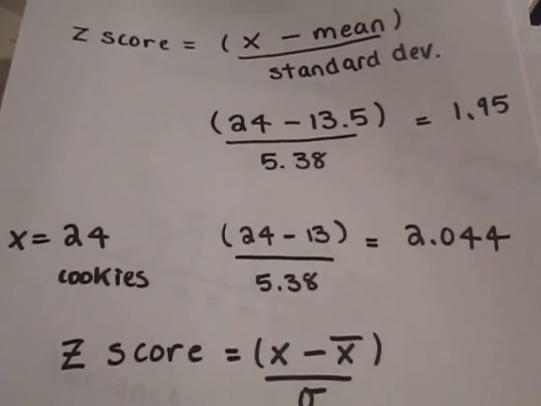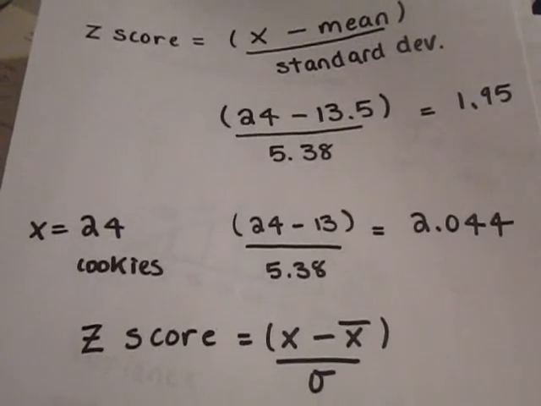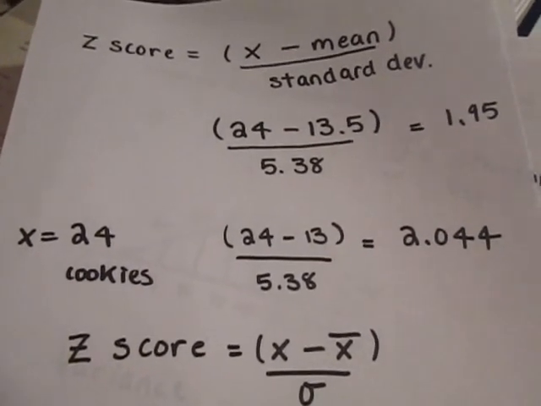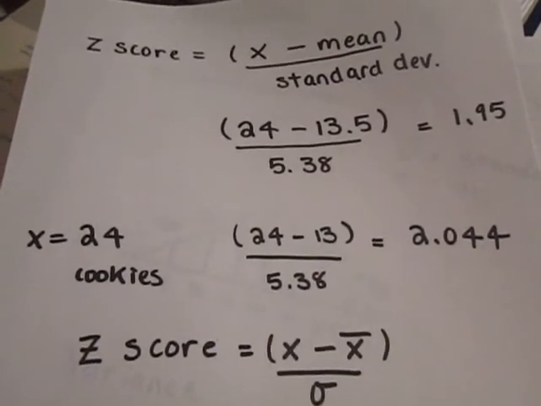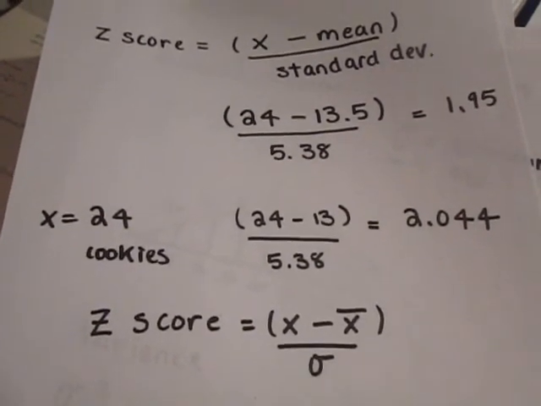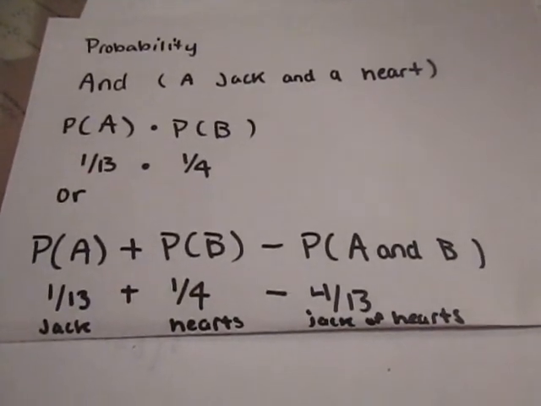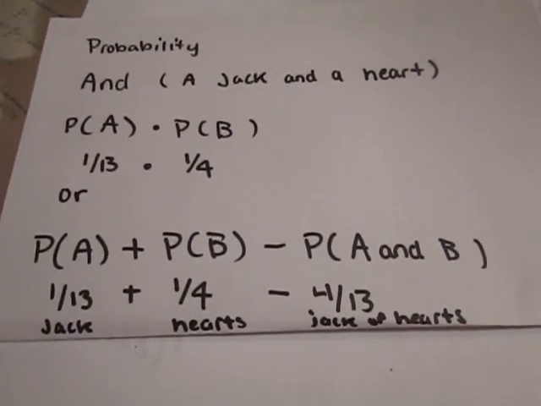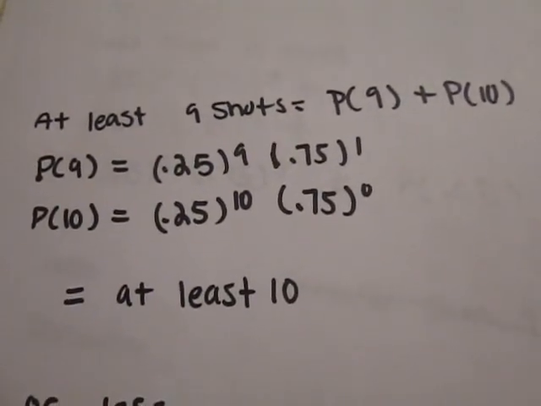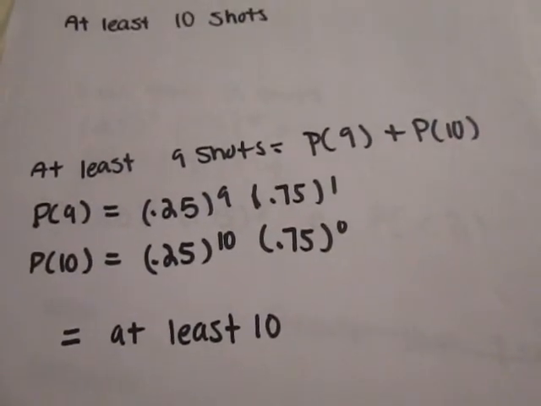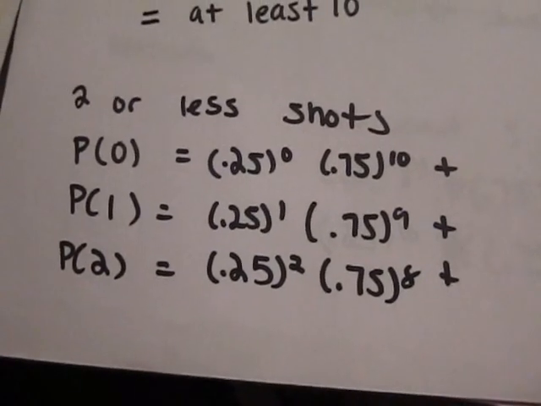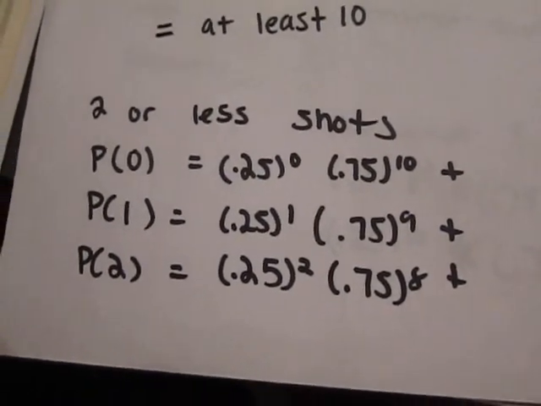We learned about z-scores, where you take one value, let's say 24 cookies, and calculate how many standard deviations it is from the mean: x minus the mean, in parentheses, divided by the standard deviation. We learned about the different types of probability as well, the AND and the OR. And last but not least, we learned how to add things up, like adding 9 and 10 for at least 9 shots, or adding up 0, 1, and 2 for 2 or fewer shots.